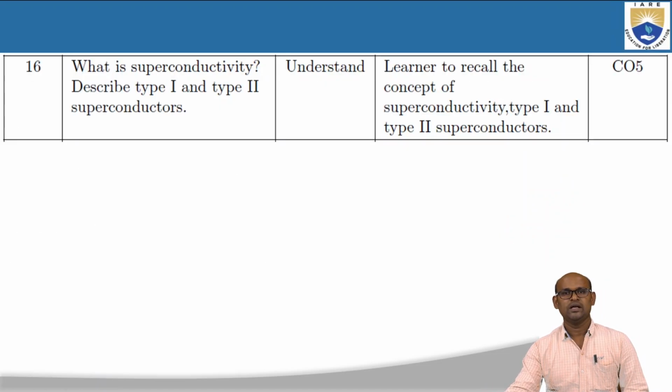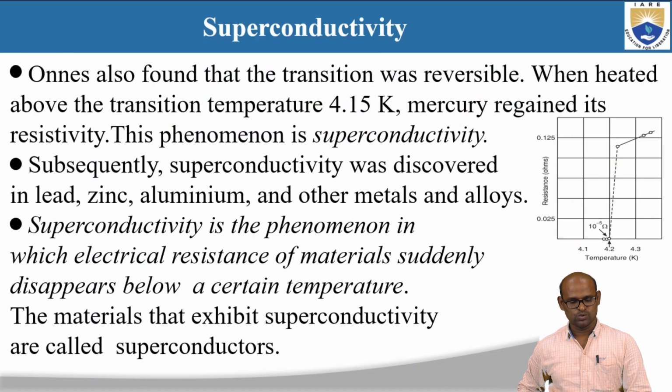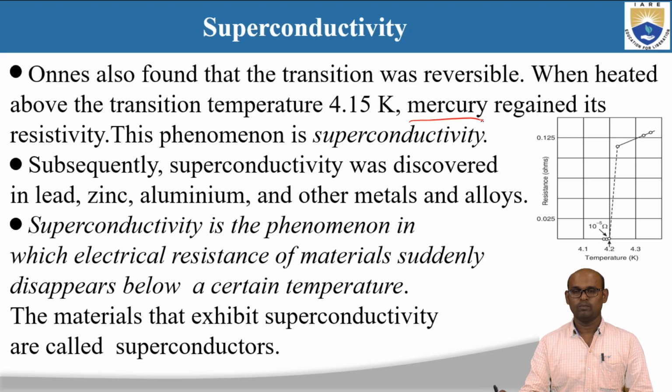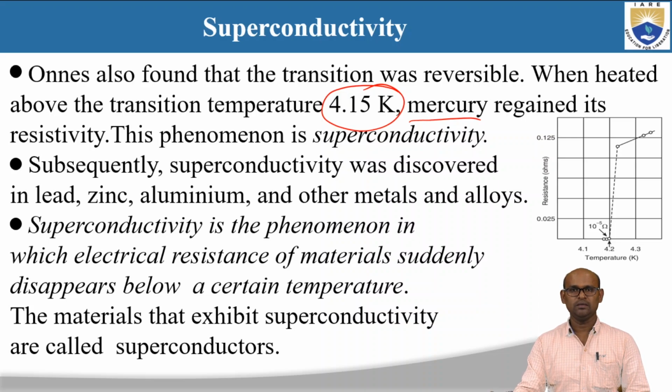What is superconductivity, and describe type 1 and type 2 superconductors. We have discussed what superconductivity is. Superconductivity is a phenomenon in which the electrical resistance of a material suddenly disappears below a transition temperature, and the materials that exhibit superconductivity are called superconductors. Superconductivity was first observed in pure mercury by cooling it down, and the critical transition temperature was observed by Kamerlingh Onnes as 4.15 K in mercury.